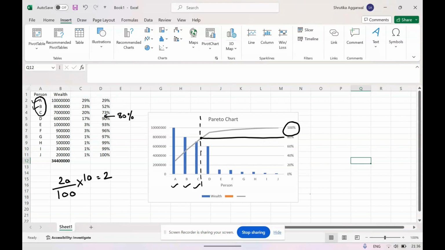I hope you understand what a Pareto chart is now. It is not always 20%, it could be more than or less than 20%.